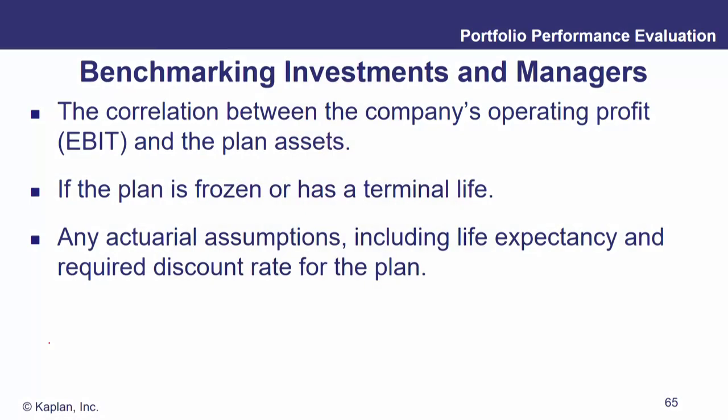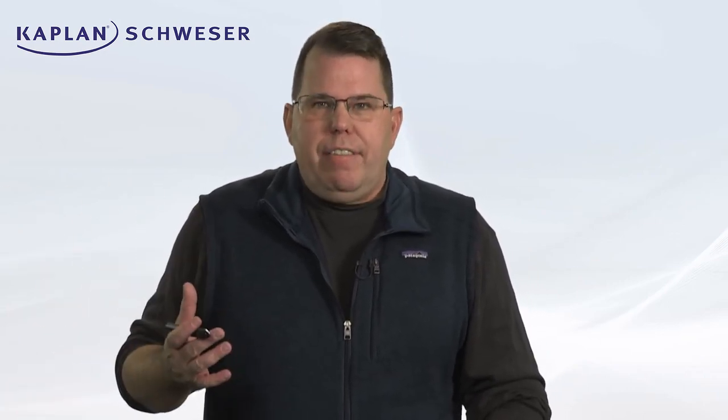Now, the other thing that I want to focus on is the correlation between the company's operating profit and the plan assets. If they're heavily correlated, when the company really needs money because the plan assets have really declined, they don't have it available. So I'm really looking at the correlation closely.